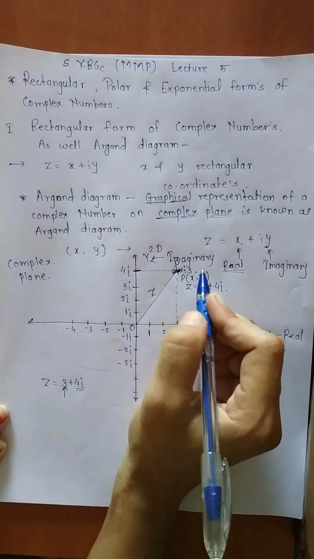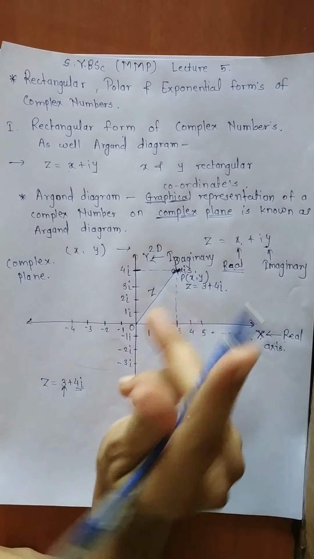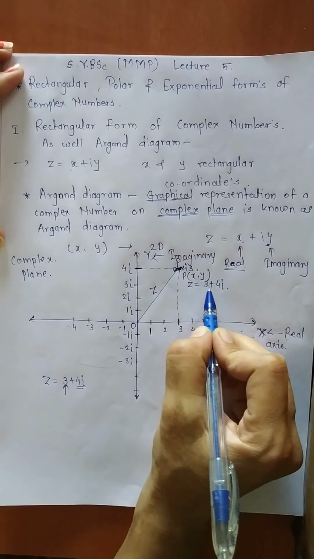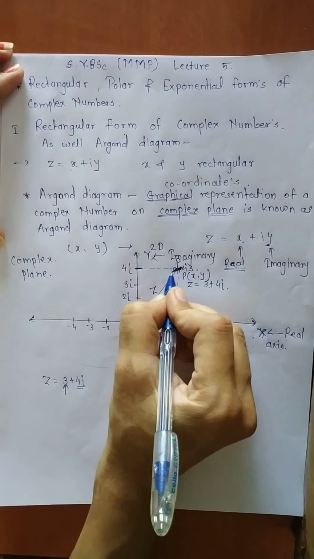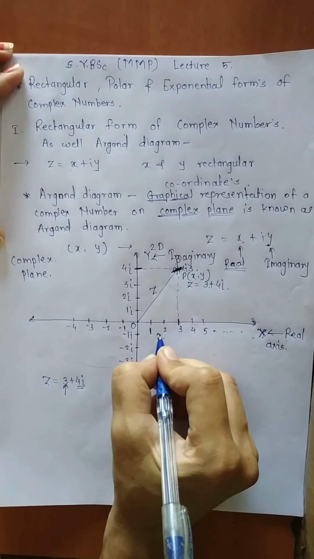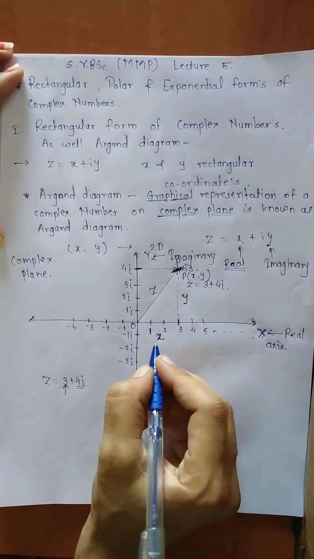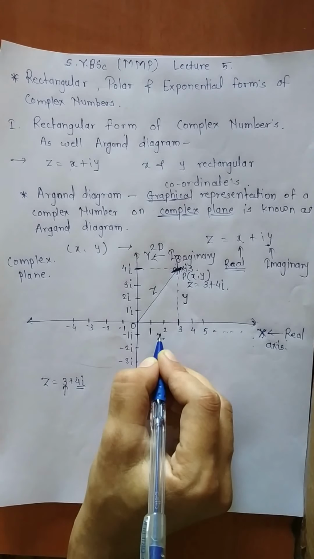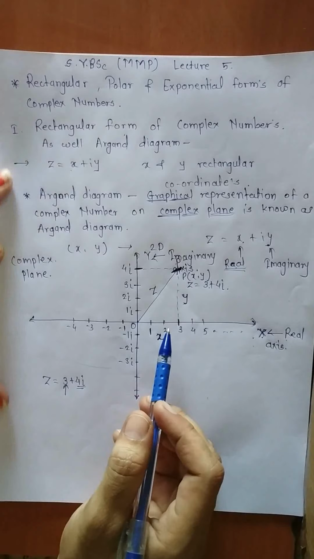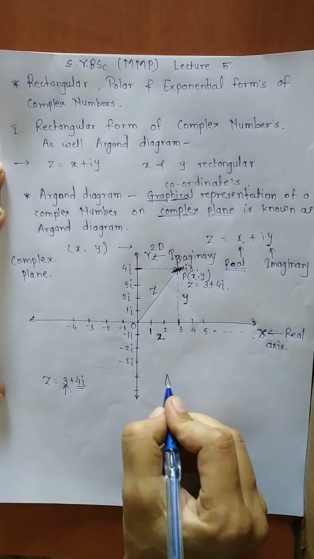So point P will represent only one complex number, meaning one point will represent one and only one complex number. So the complex number 3 plus 4i is represented by this point, and this is the rectangular x coordinate and this is the y coordinate. Vertical is the y coordinate and this is our rectangular x coordinate. Now, this representation is nothing but the Argand diagram. This diagram is known as an Argand diagram.